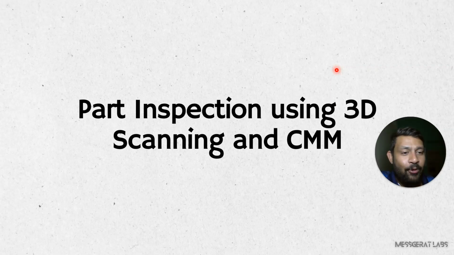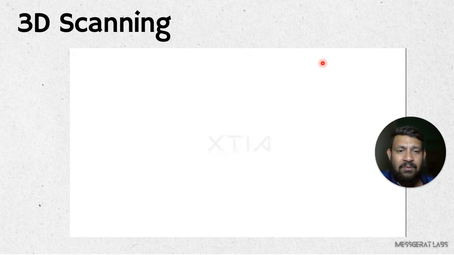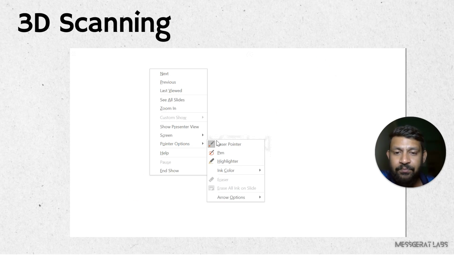Then let's talk about part inspection, which is measurement of the dimensions. That can be done using 3D scanning and CMM. Now, this is again a general phenomenon. Any engineering part made through any manufacturing method can be checked or inspected using 3D scanning and CMM. In order to understand how 3D scanning helps us in inspection of the part, we will have a look at this video.